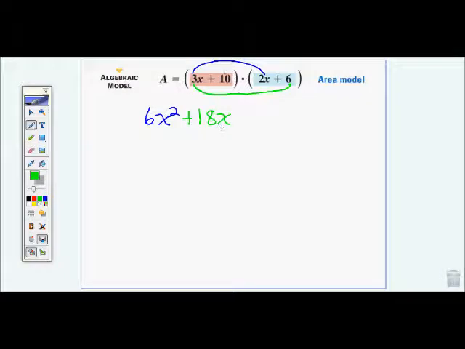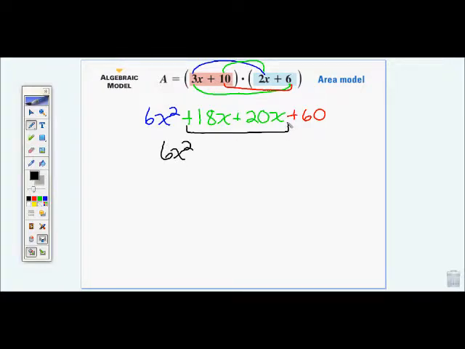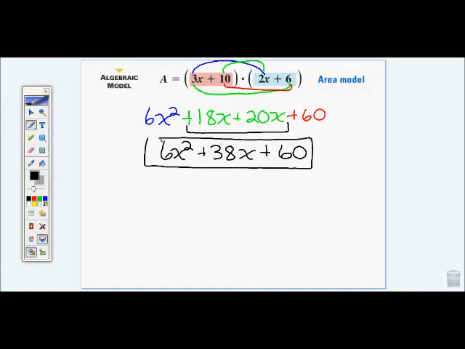My inside terms are my 10 and my 2x. That's going to give me a 20x. And then my last term is going to be my 10 times my 6, both positive. So that's going to give me my 60. There are my 4 terms for FOIL, has 4 letters in it. And my final step would be to combine my like terms that neatly are in the middle, and that would be my 38x plus 60. And that would be my final answer.